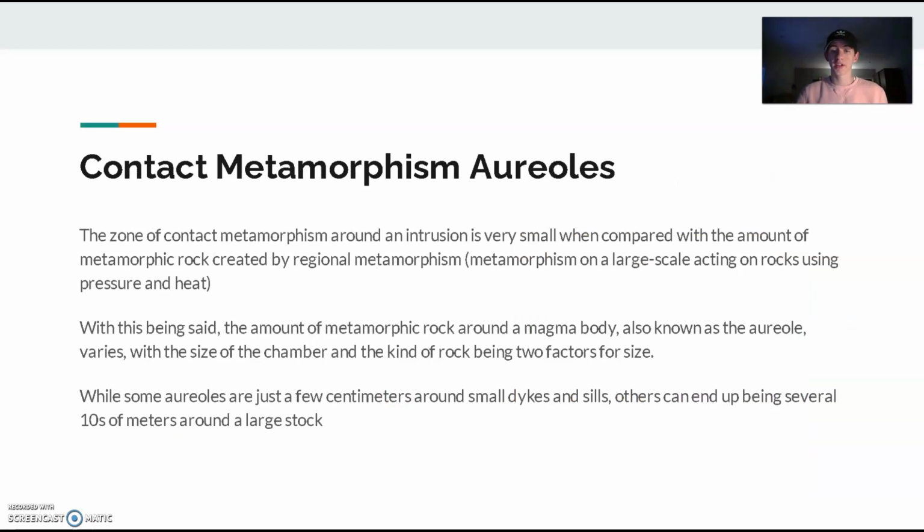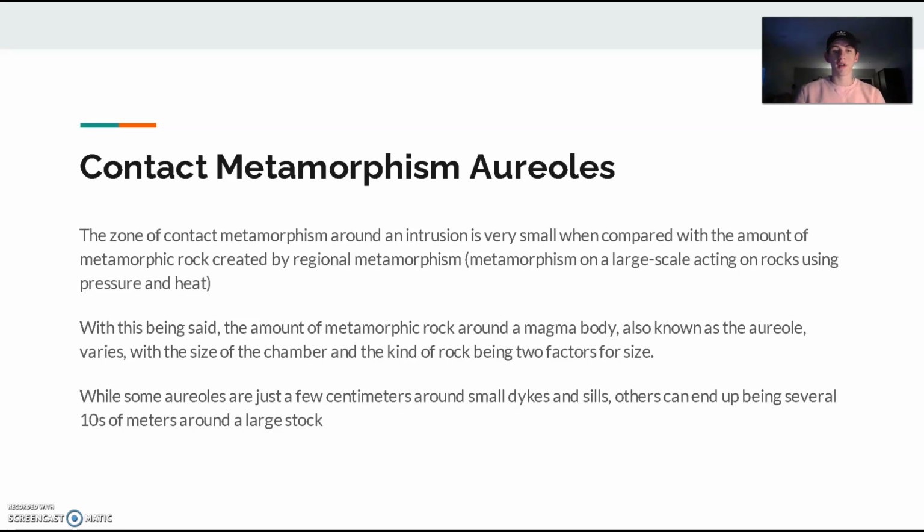Now back to contact metamorphism aureoles. First off, the zone of contact metamorphism around an intrusion is very small when compared with the amount of metamorphic rock created by regional metamorphism, which is, as we saw before, metamorphism on a larger scale, acting on rocks using pressure and heat. With this being said, the amount of metamorphic rock around a magma body, also known as an aureole, varies, with the size of the chamber and the kind of rock being two factors for differences in the size and the amount of metamorphic rock that was created.